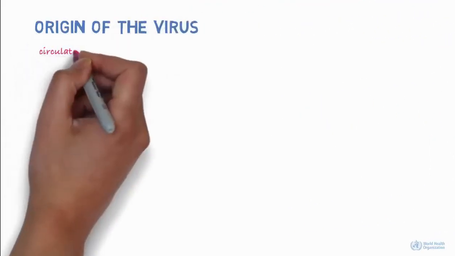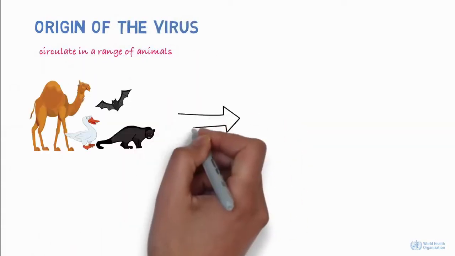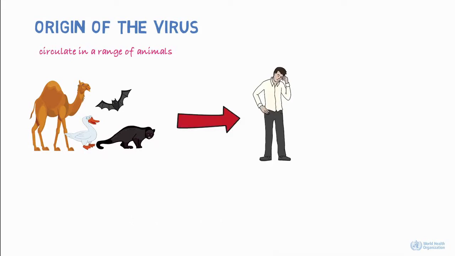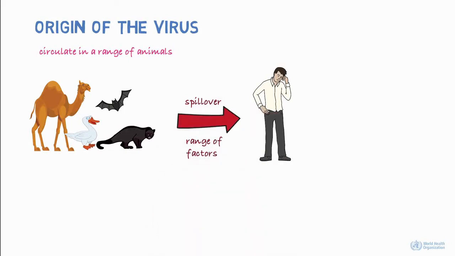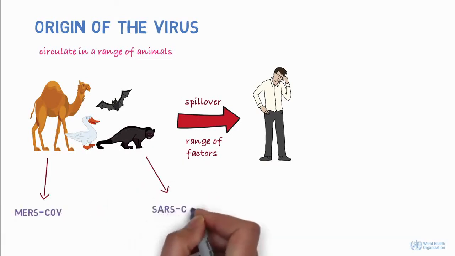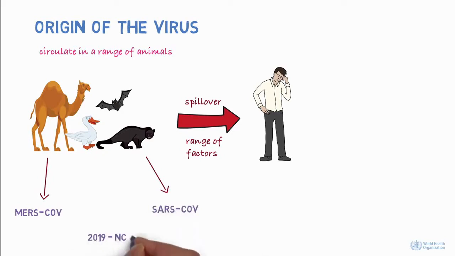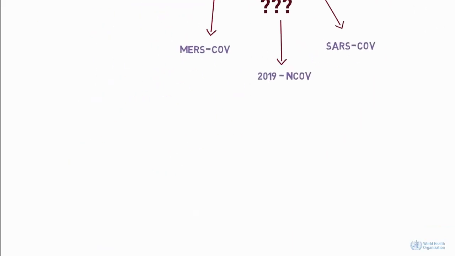It's known that coronaviruses circulate in a range of animals. Sometimes these viruses can make the jump from animals to humans. This is called a spillover and could be due to a range of factors such as mutations in the virus or increased contact between humans and animals. For example, MERS-CoV is known to be transmitted from camels and SARS-CoV from civet cats. The animal reservoir of the 2019 novel coronavirus is not known yet.